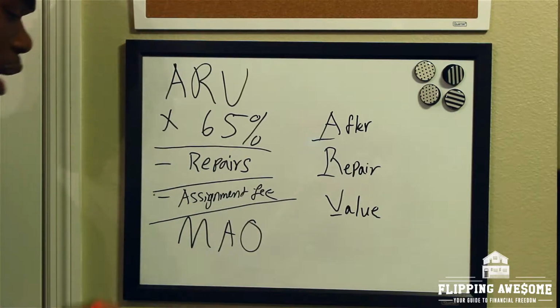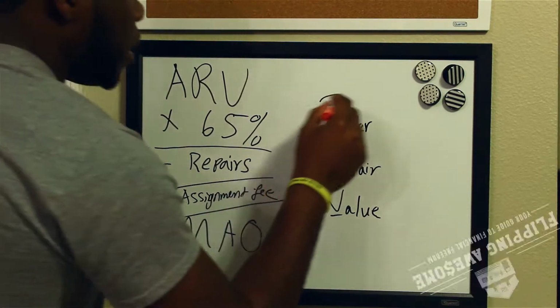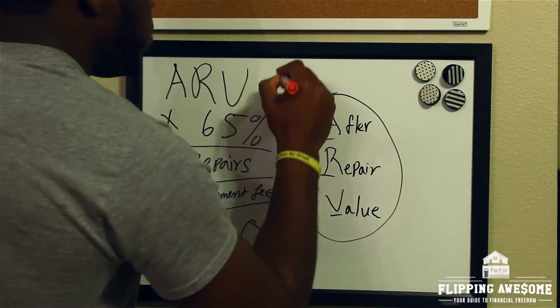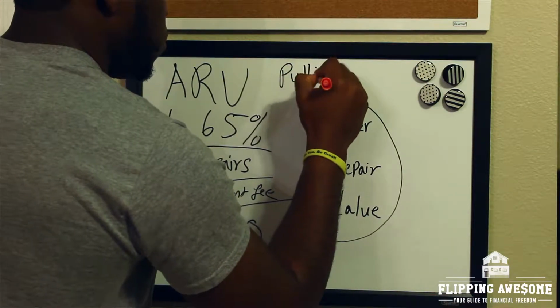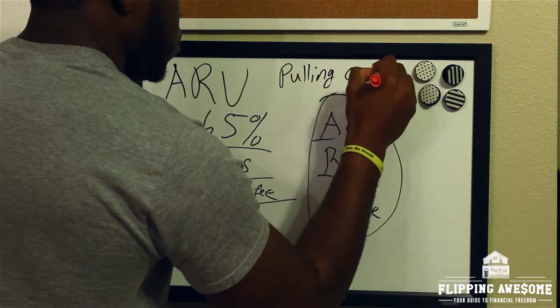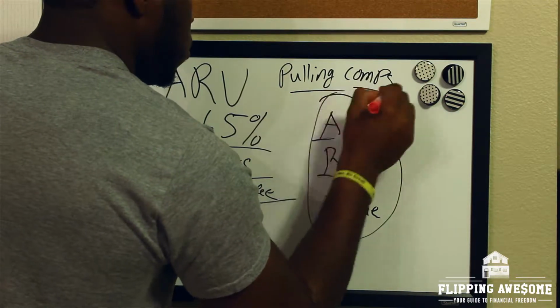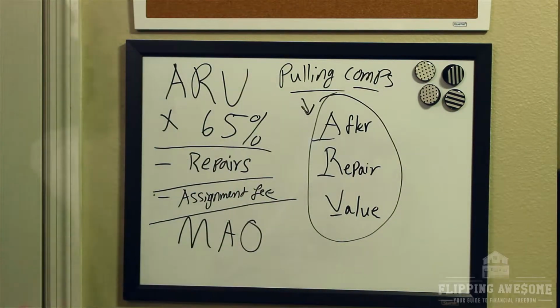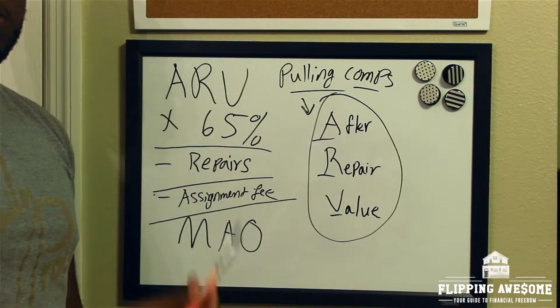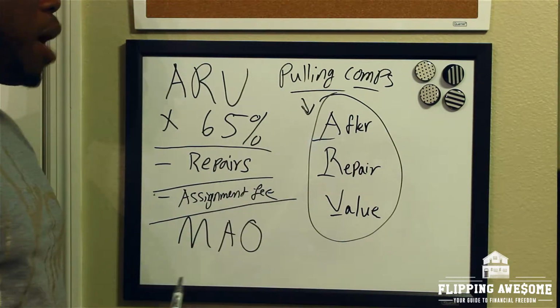So how do you find your ARV? Well, the way you find this, okay, is by pulling comps. All right, that's how you find your ARV. So pulling comps means to find comparables in the area of the subject property.